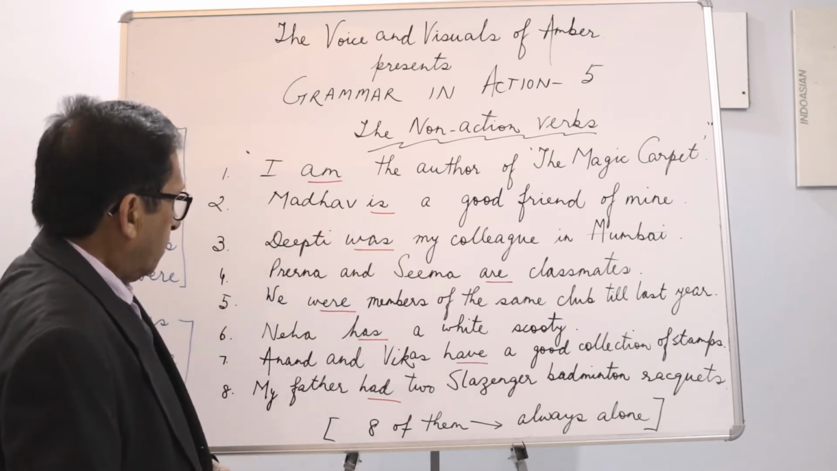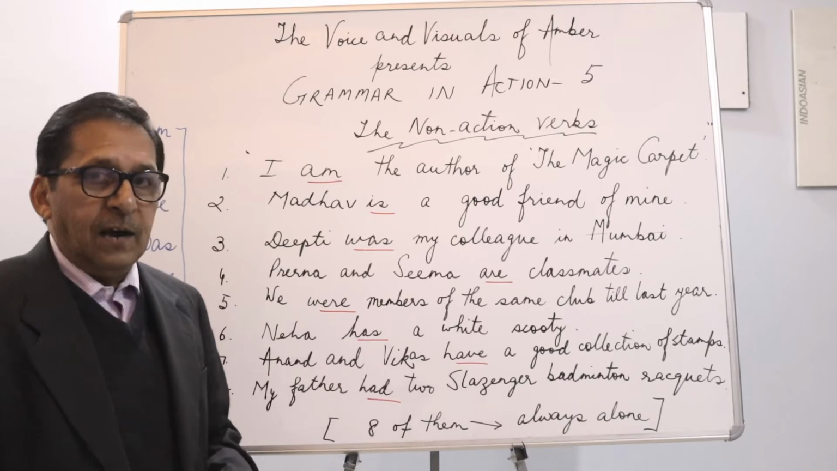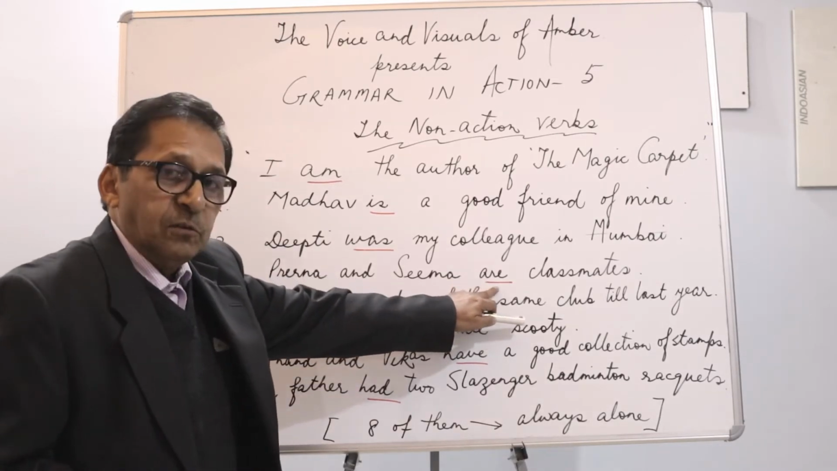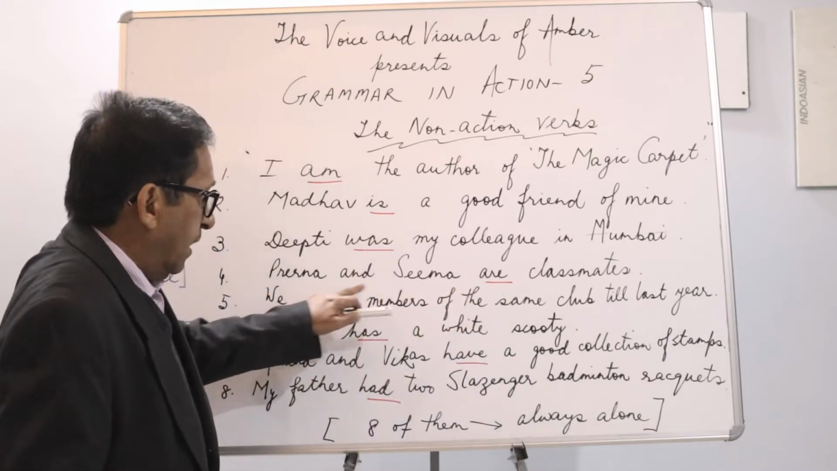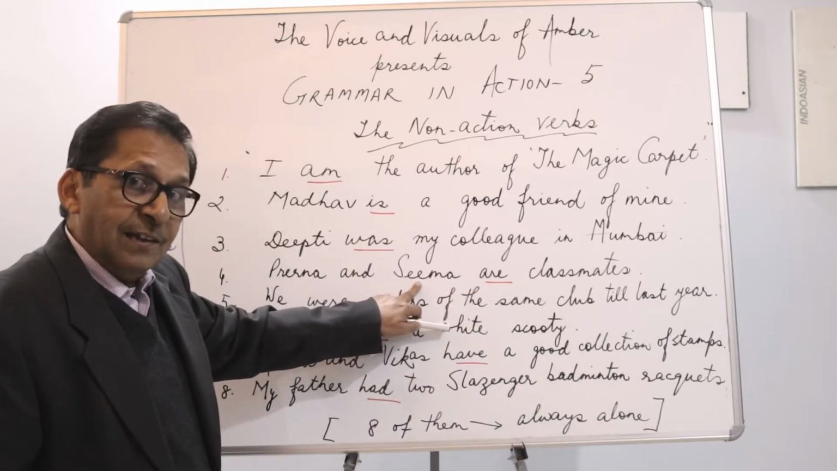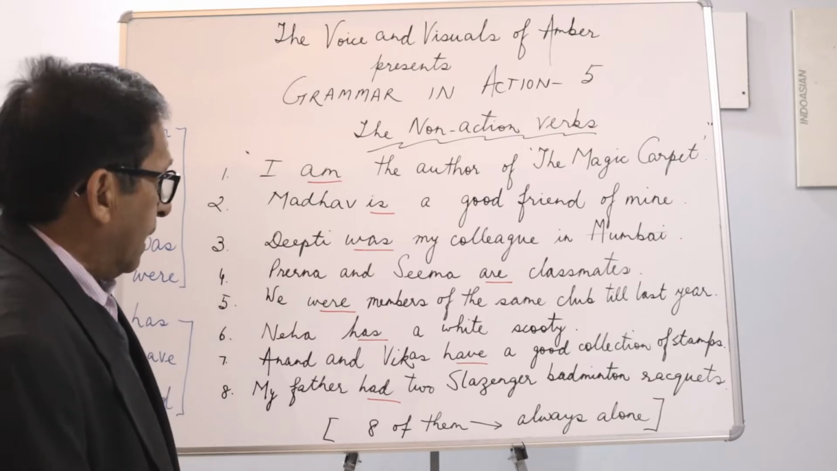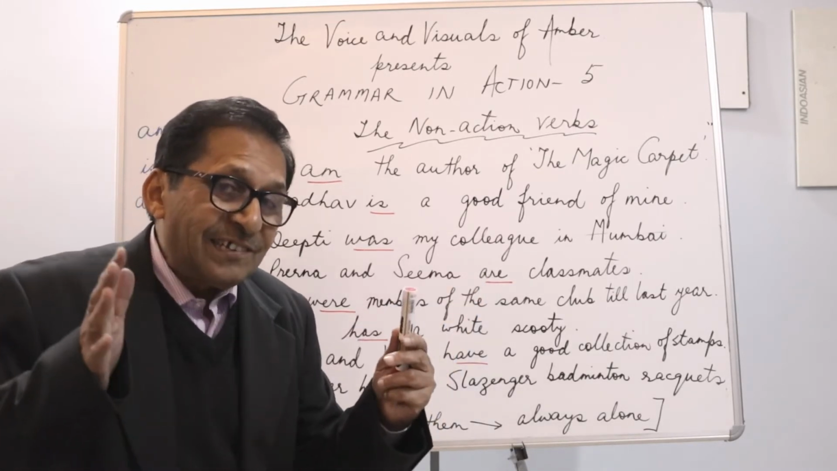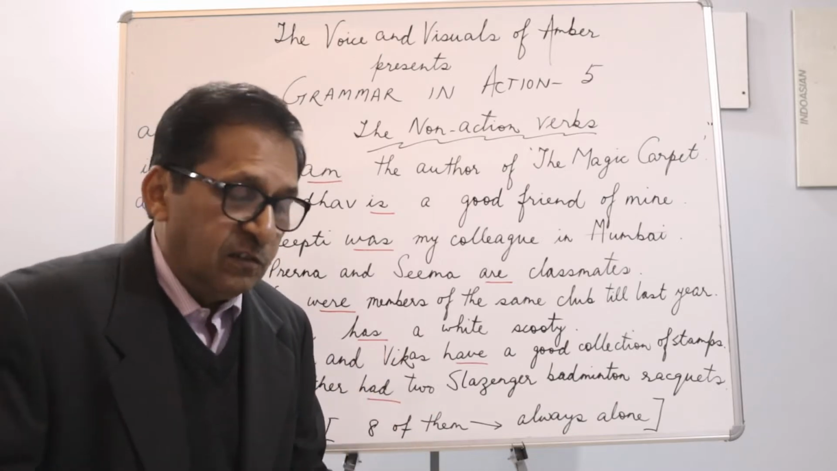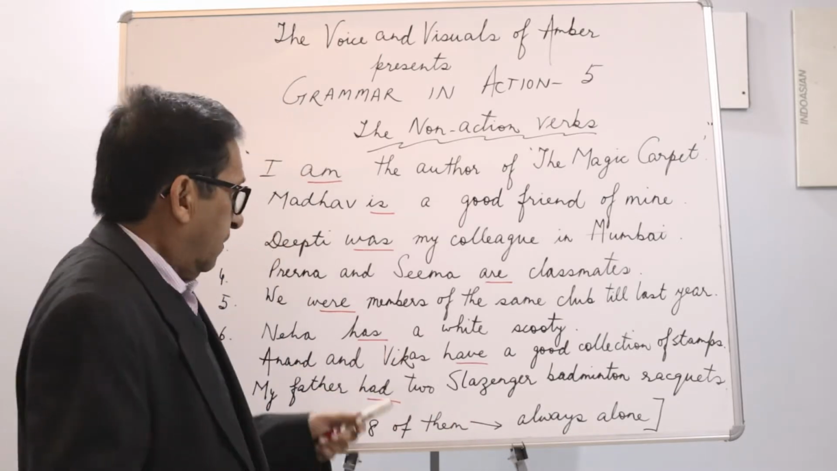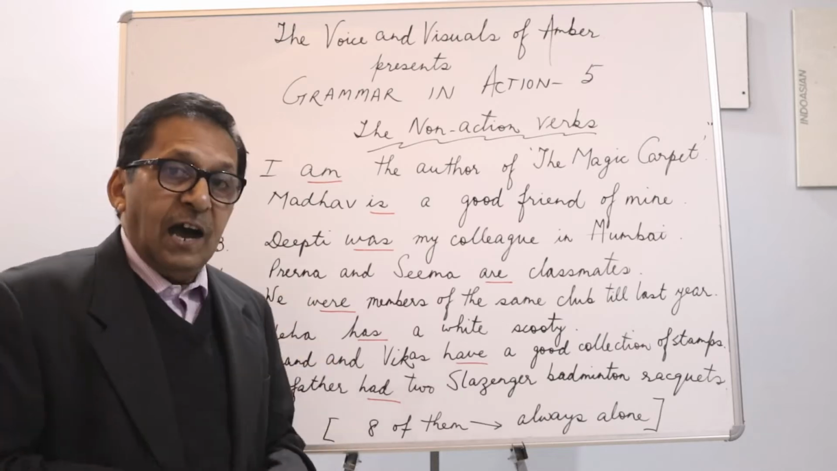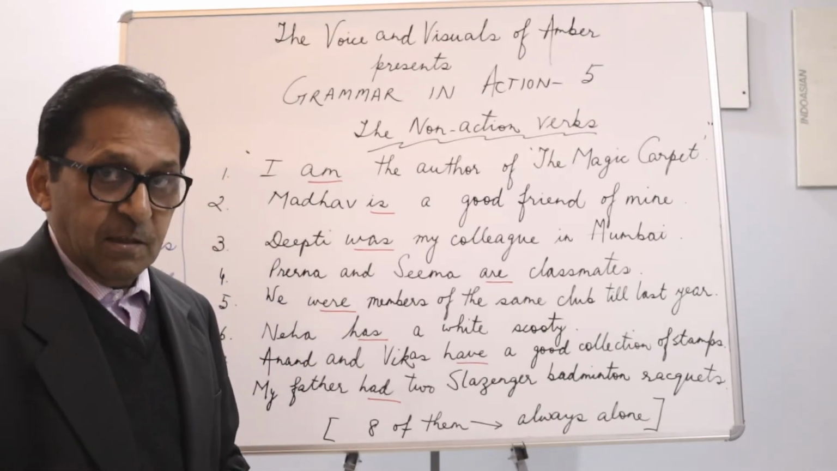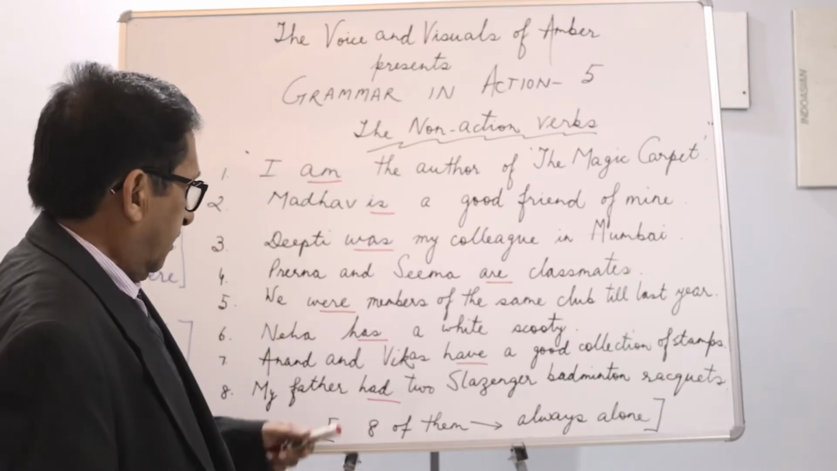Madhav is. Prerna and Seema are classmates. So again, you have the to be verb are that goes with the plural subject, or the subject in the plural number, and again representing state of being or existence in the present. Seema and Prerna are classmates. They are good friends. They are good dancers.